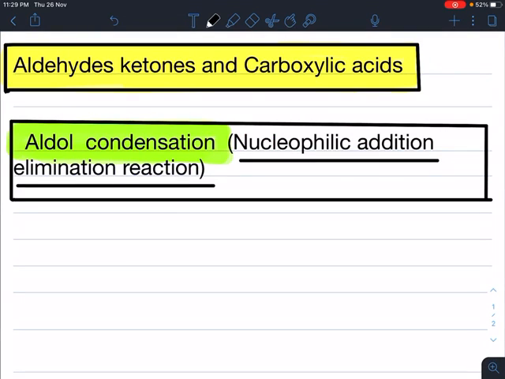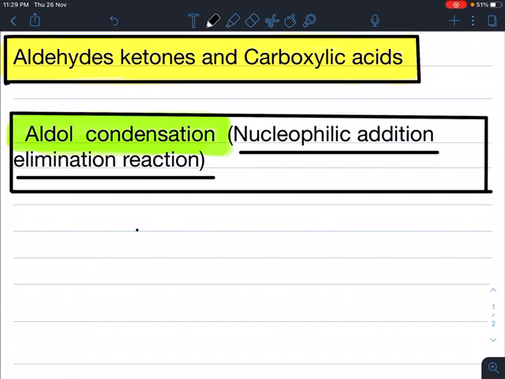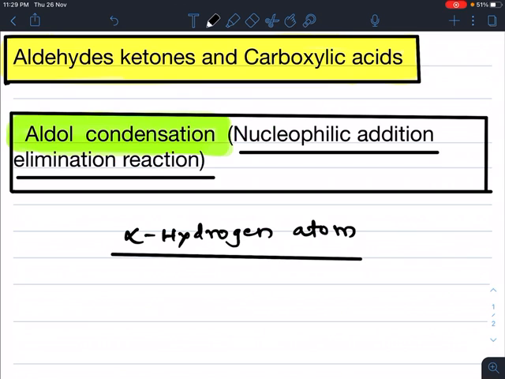Hello students, in this video we are going to study about aldol condensation. This reaction is a nucleophilic addition elimination reaction. Why is this called an addition elimination reaction? Let's see. Aldehydes and ketones that contain at least one alpha hydrogen atom undergo aldol condensation reaction.